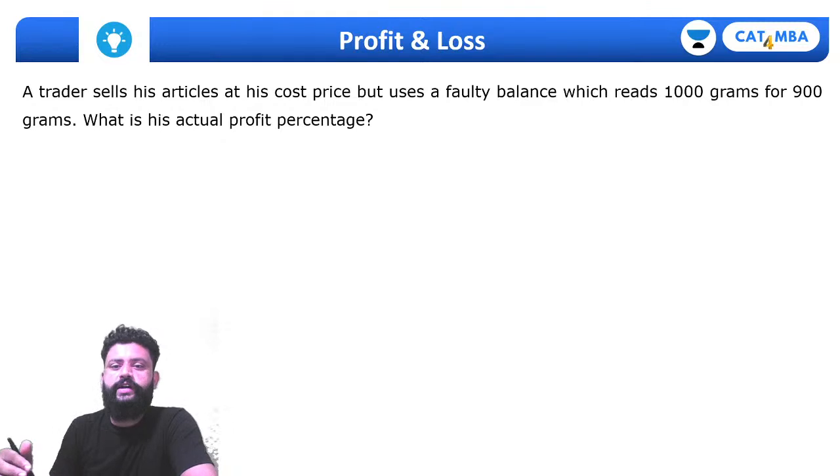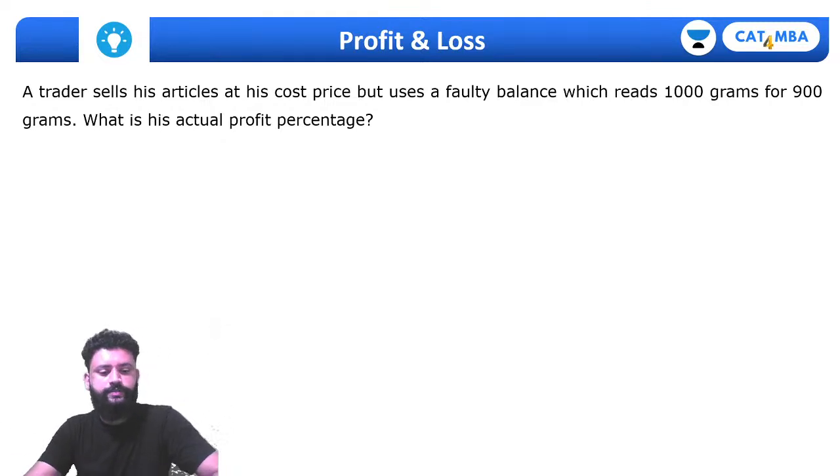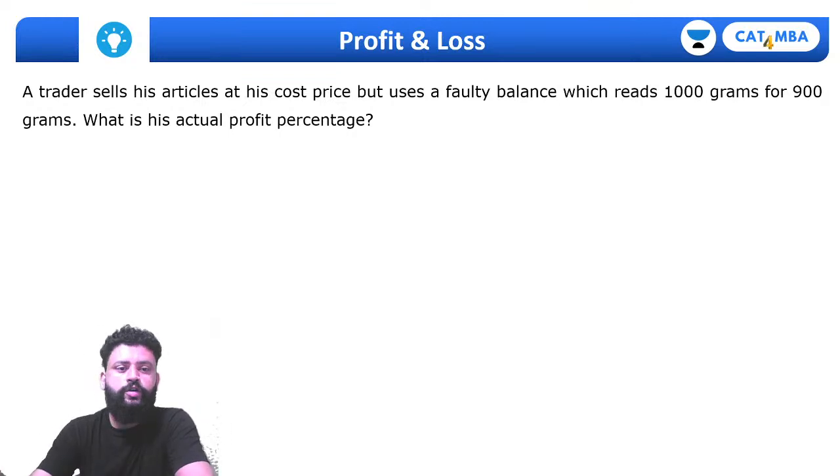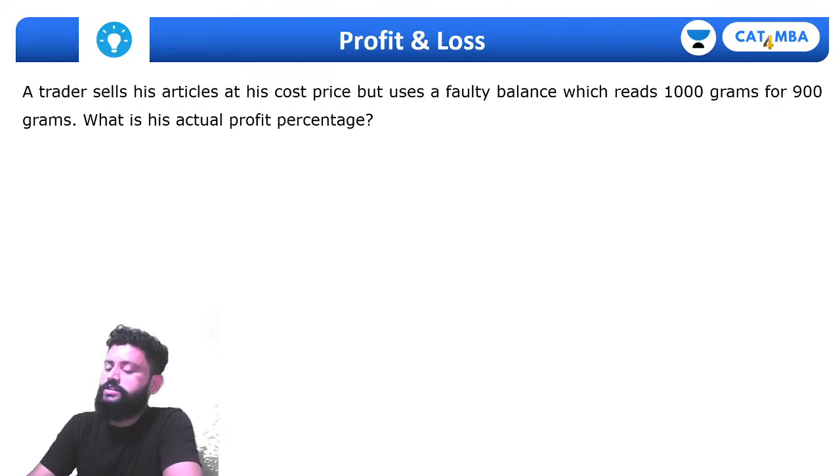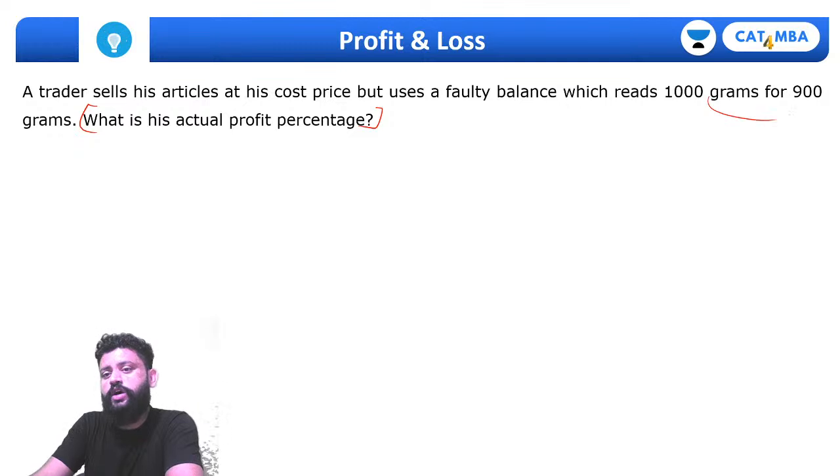Let's quickly solve a few more questions related to this topic. A trader sells an article at its cost price but uses a faulty balance which reads 1000 grams for 900 grams. So basically actually में वो सिर्फ 900 ग्राम दे रहा है but दिखाएगा कितना 1000 ग्राम. So this is a very important question and really interesting to know. First thing you need to understand guys, यहाँ पे difference लग रहा है सबको 100 ग्राम. 100 ग्राम मतलब 10% होगा.